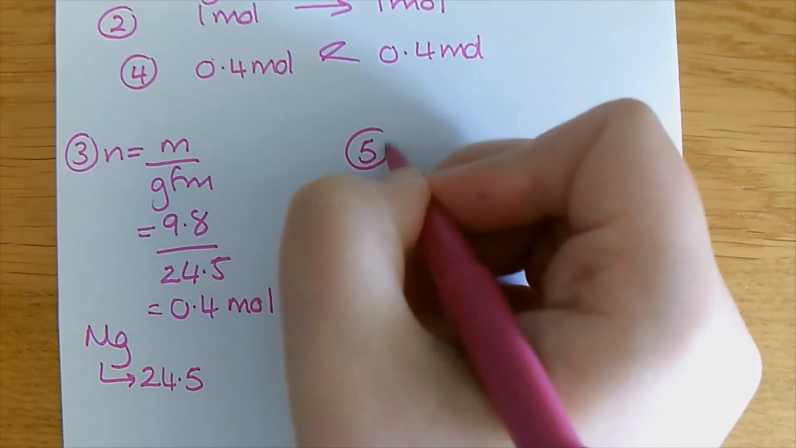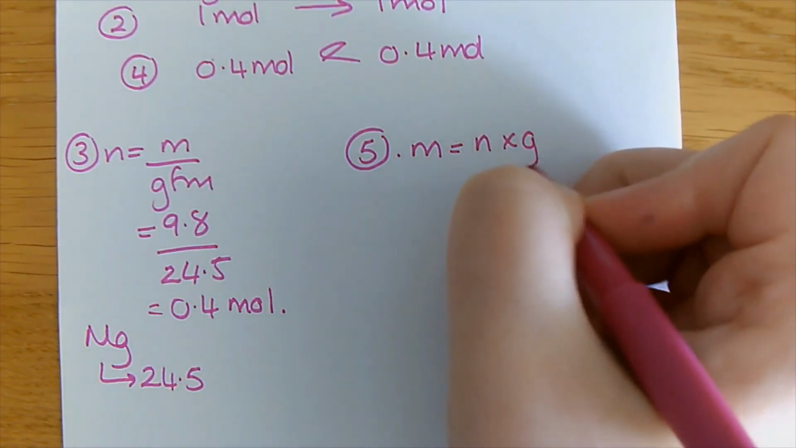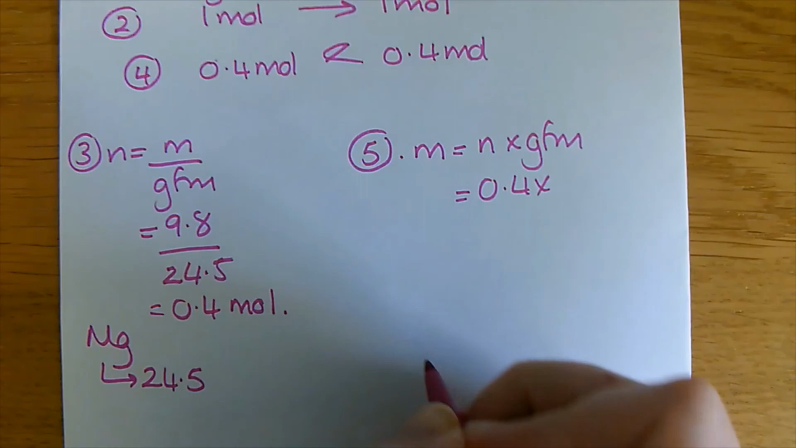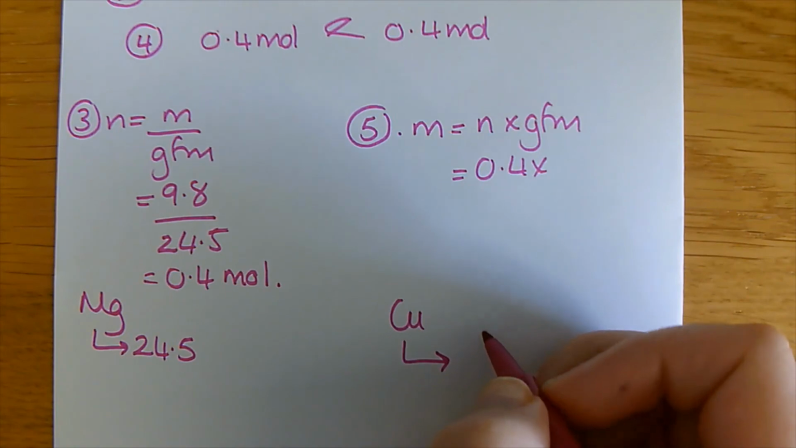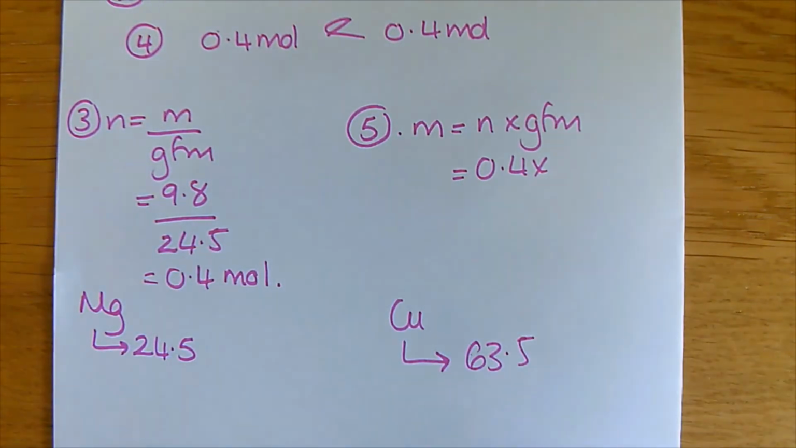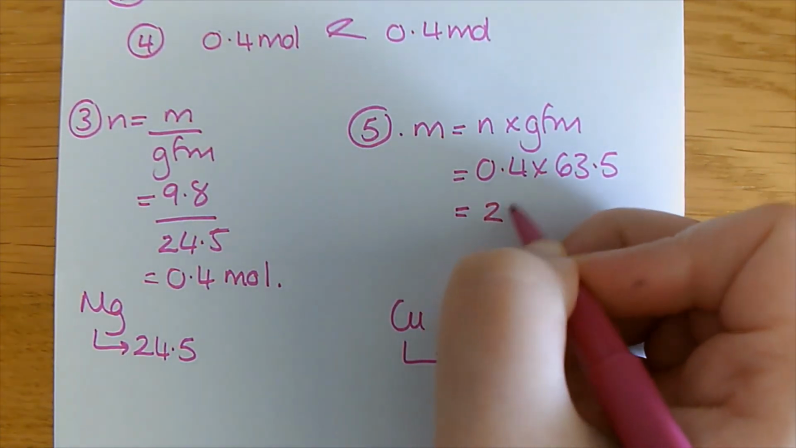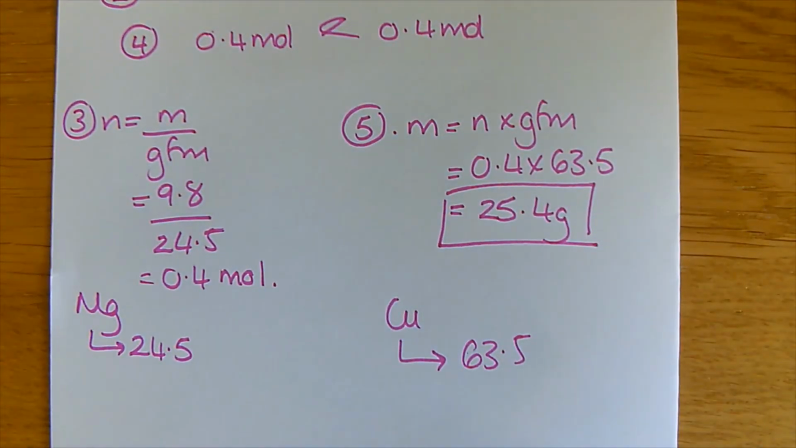And moving on to our fifth and final step. To calculate the mass of copper produced, we do the number of moles times the gram formula mass. The number of moles of copper we have is 0.4, and our gram formula mass is taken straight from the relative atomic mass from our data book for copper, which is 63.5. 0.4 times 63.5 will give you a final answer of 25.4 grams. So the mass of copper produced in the reaction of 9.8 grams of magnesium with excess copper sulfate is 25.4 grams of copper.